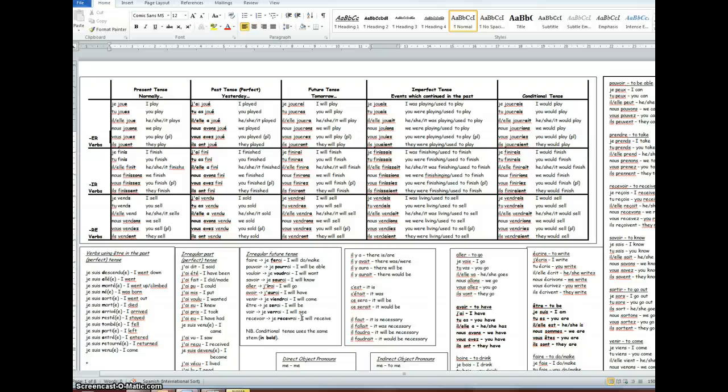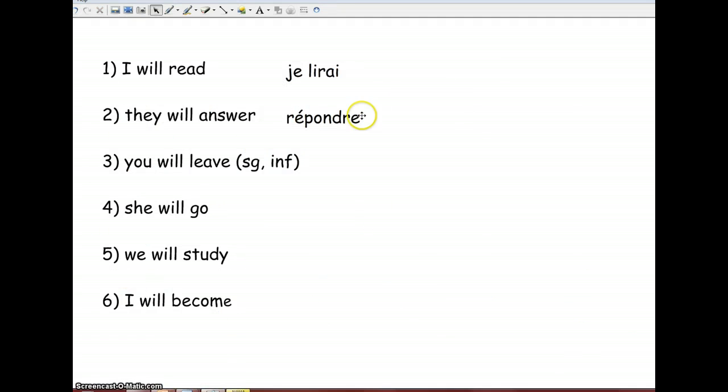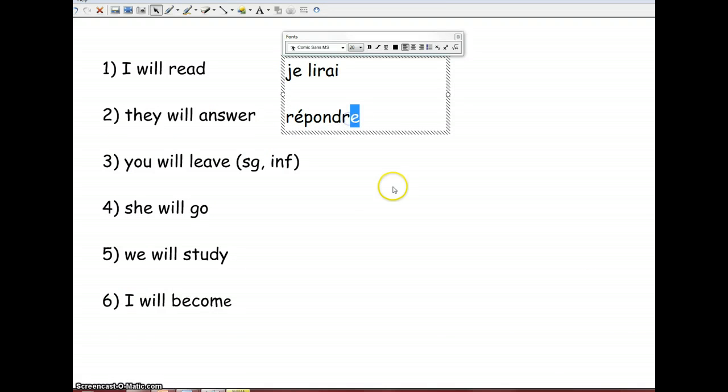But répondre is perfectly regular, so since it's an RE verb, we take off that E, because all future tense stems, remember, must end in an R. If we get to this stage where we've got the stem and we're about to have the ending, and we don't have an R on the end in the future tense, we know we're wrong.